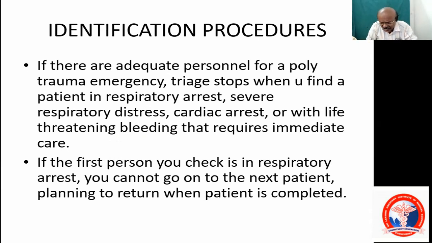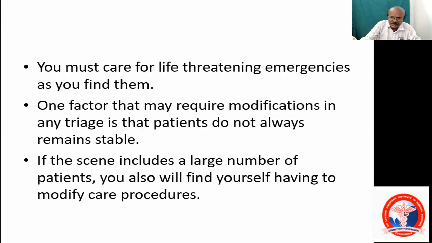Then in this triage, you have the most important step, namely the identification procedures. If there are adequate personnel for a polytrauma emergency, triage stops when you find a patient in respiratory arrest, severe respiratory distress, cardiac arrest, or with life-threatening bleeding that requires immediate care. If the first person you check is in respiratory arrest, you cannot go on to the next patient, planning to return when that patient is completed. You must care for life-threatening emergencies as you find them.